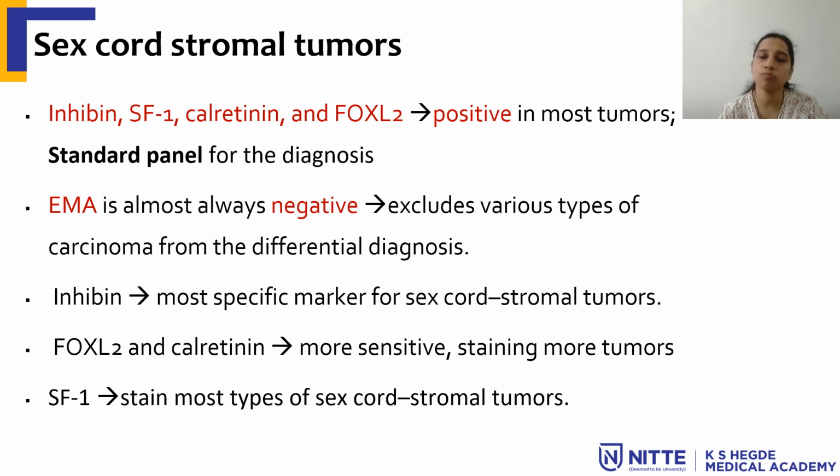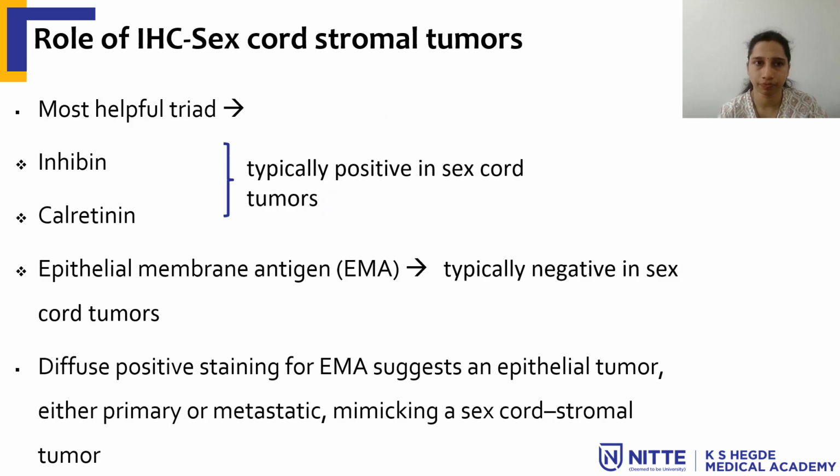So EMA is almost always negative in sex-cord stromal tumor. So this is a helpful negative marker to exclude various other types of carcinoma when it is a differential diagnosis. Inhibin is the most specific marker. FOXL2 and calretinine are more sensitive markers. SF1 stains almost all types of sex-cord stromal tumors.